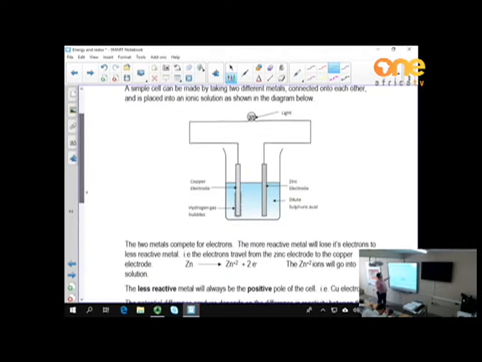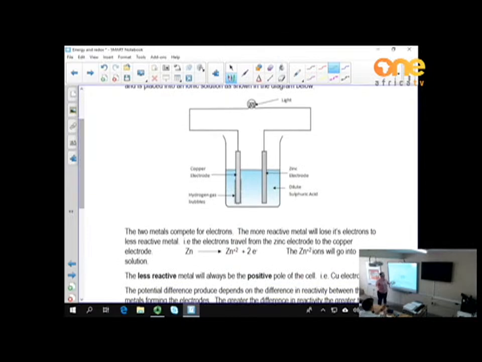The simplest cell that we can set up, or one of the simplest cells that we can set up in a laboratory, is just simply a solution of any substance that will have ions in it, so dilute sulfuric acid or a salt solution, sodium hydroxide, one of those, etc. Now, with the ionic solution, we have a copper electrode. There is the copper electrode.